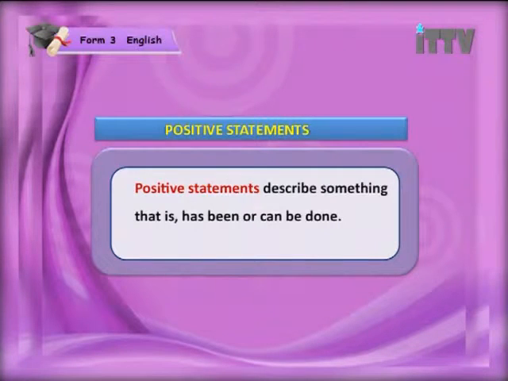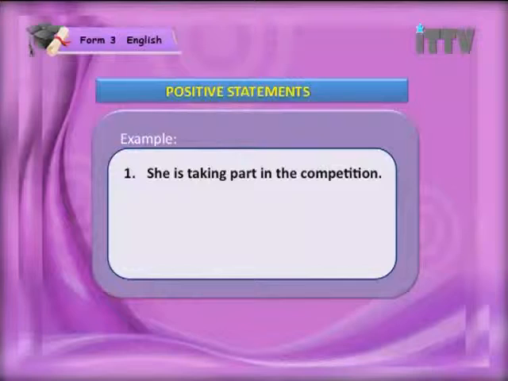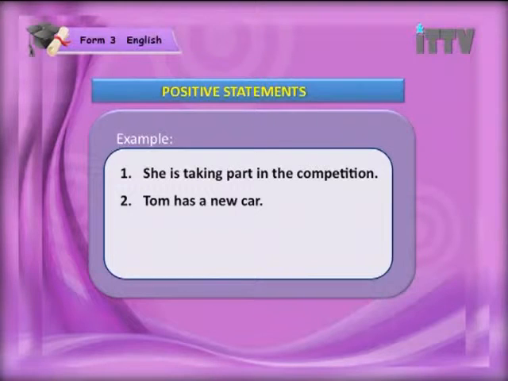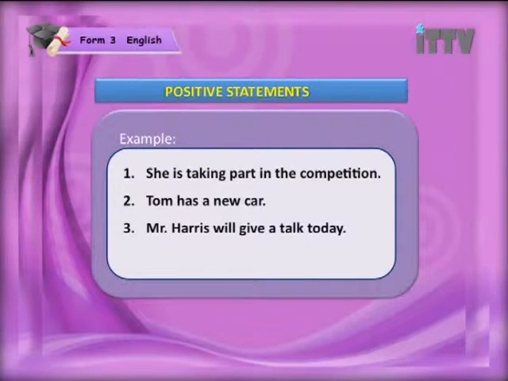What are positive statements? Positive statements describe something that is, has been, or can be done. Example, she is taking part in the competition. Now this is positive. She is taking part in the competition. Now you're going to look at the next part. Tom has a new car. The next example, Mr. Harris will give a talk today.